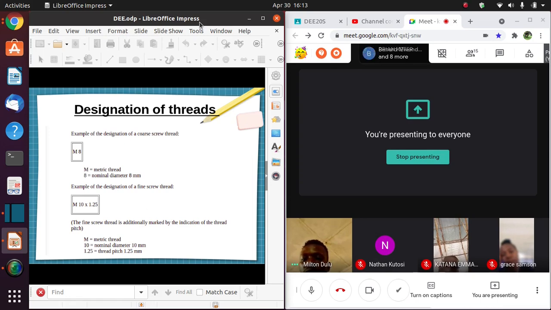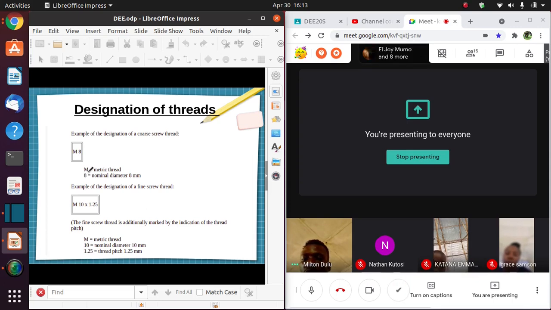So threads are usually named. Hata screw, ukienda katika duka unataka kununua screw, utapata utaenda kwa hardware uambie huyo mtu ambaye anauza nataka screw ambayo ni M8. What this means is that the first letter will indicate the type of thread. It indicates the type of thread.